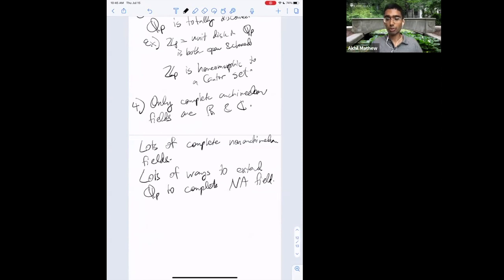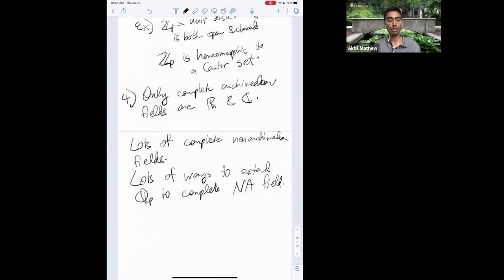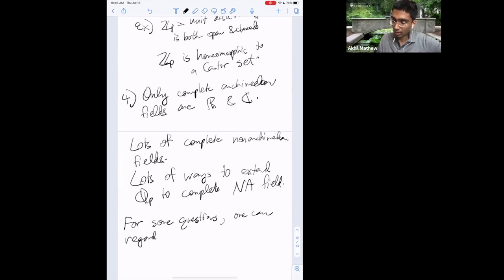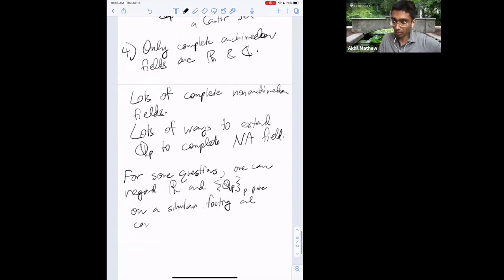Bearing these facts in mind, there are some similarities and also some very salient differences. One principle is that you should think about the real numbers and the p-adic numbers as being on a similar footing, at least for some questions. For example, for the questions involving quadratic forms that are going to be discussed in this course, one can regard the real numbers and all the p-adic numbers on a similar footing and consider them together.